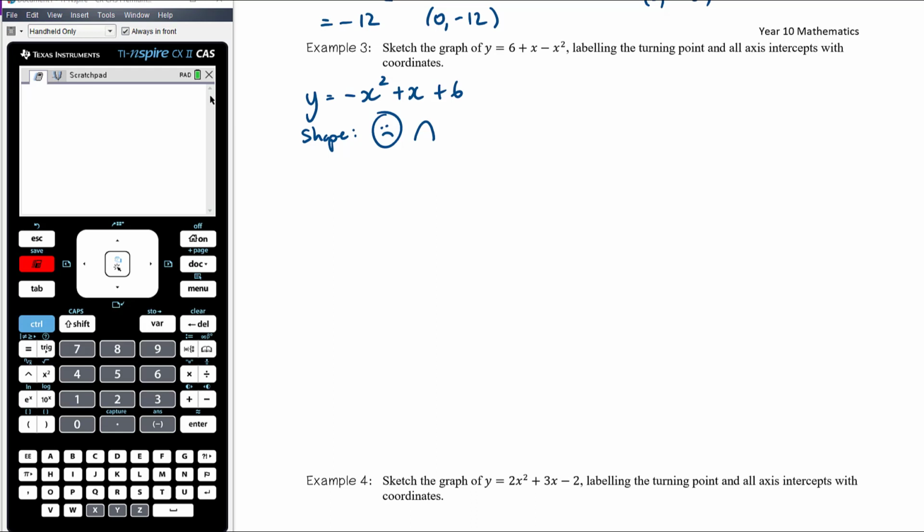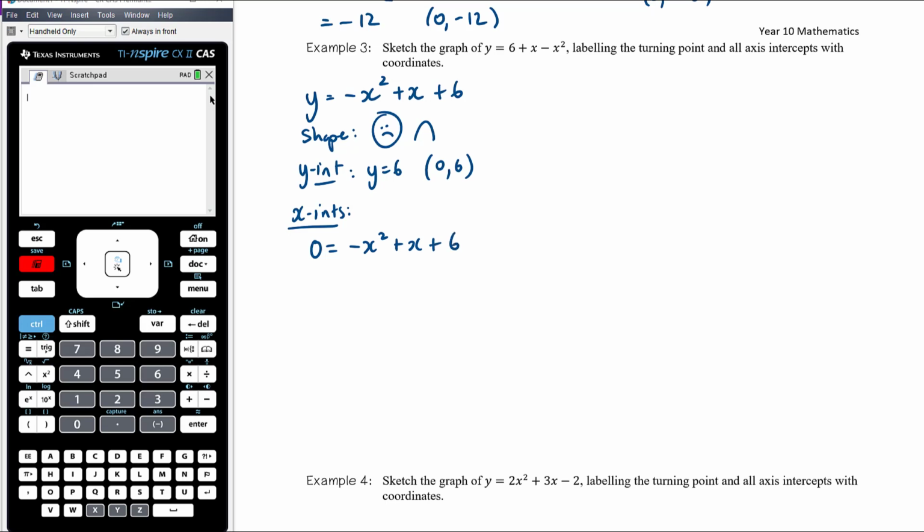Let's think about our x-intercept. Well, actually, let's do the y-intercept because that's nice and easy from this form. So y-intercept, when x is 0, y will be 6, and so it's (0, 6). Let's find our x-intercepts first. We don't have turning point form, so we'll find the intercepts first if we can. So 0 is going to be equal to negative x squared plus x plus 6.